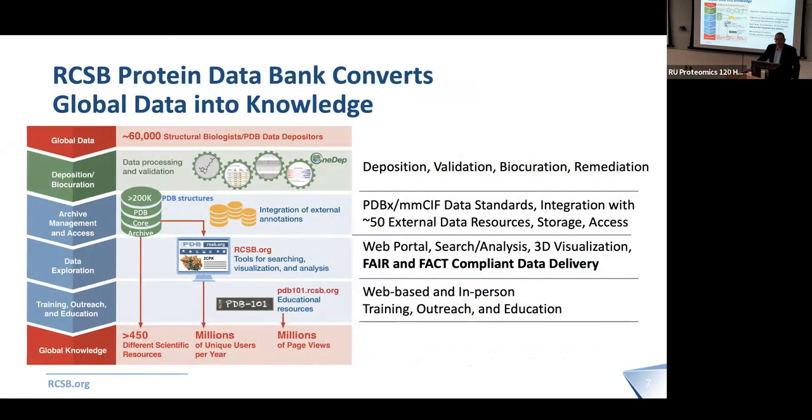At the RCSB Protein Data Bank, we convert global data into global knowledge through a process depicted here with this flowchart that involves the information coming in from, over the life of the archive, more than 60,000 data depositors. We share responsibilities for the processing of the incoming data with our worldwide Protein Data Bank colleagues. That involves deposition, rigorous validation, and expert biocuration.